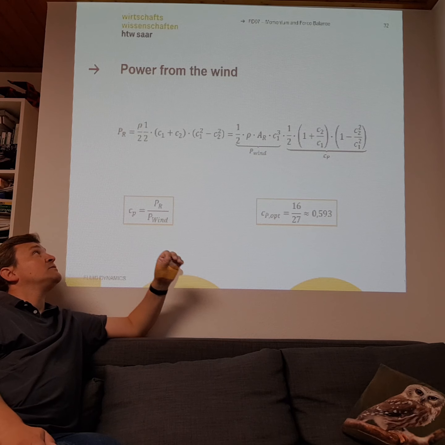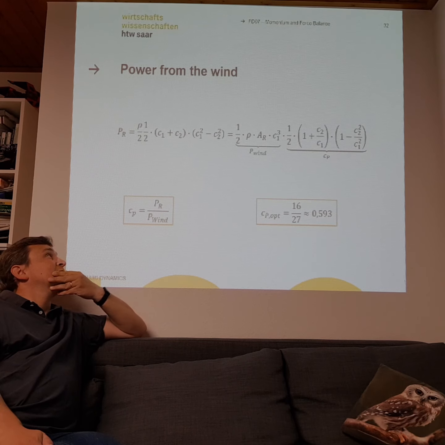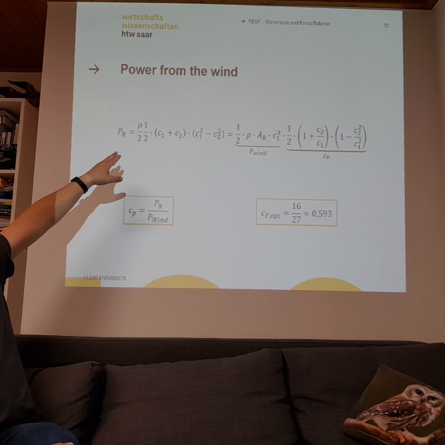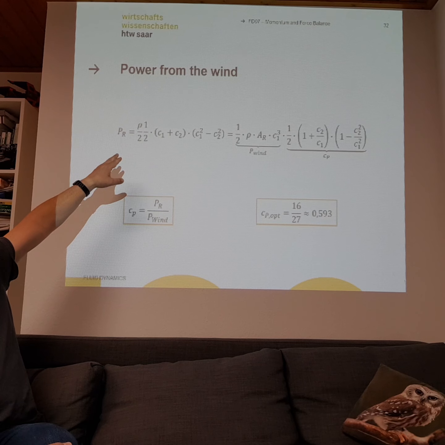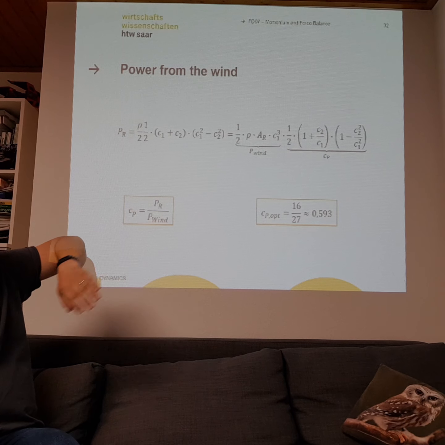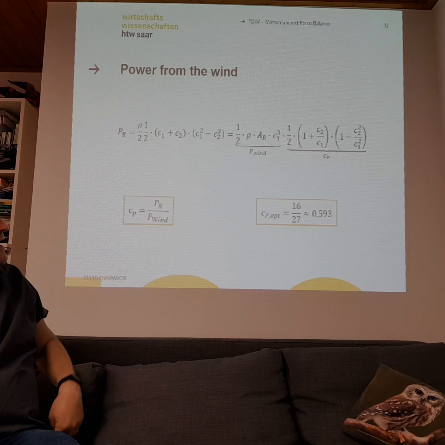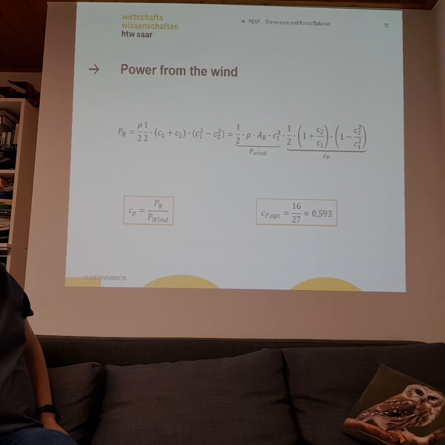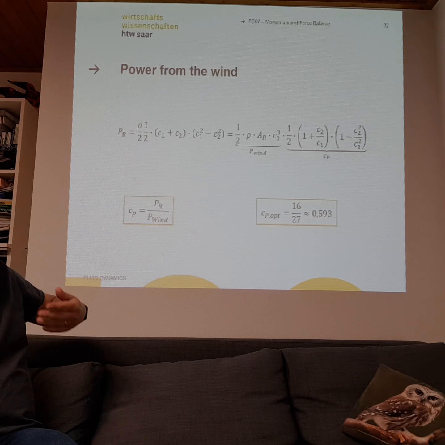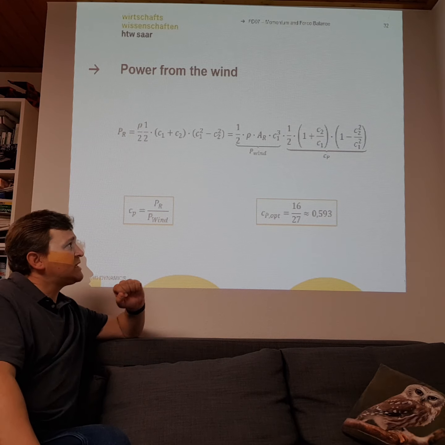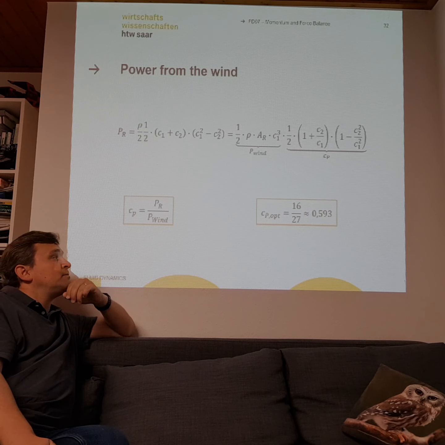Okay, here's again our balance. Now the formula should be okay. We have a factor of one half times density times the area of our windmill times velocity cubed, and then we calculate our power.